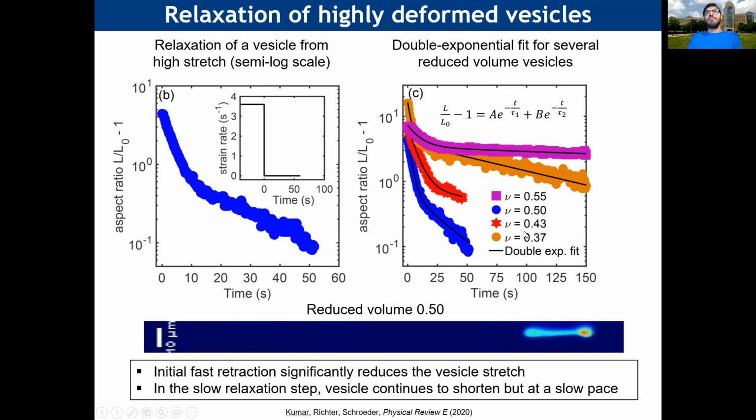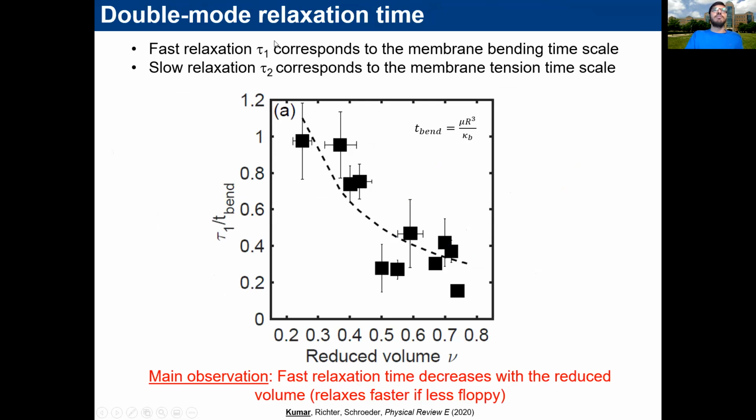And we see this trend for vesicles with different reduced volumes. And we can fit a double exponential relation of this form, and you can obtain these time constants tau1 and tau2. Interestingly, we saw that the fast relaxation time scale tau1 corresponds to the membrane bending time scale, and the slow relaxation time tau2 corresponds to the membrane tension time scale. We also saw that if you normalize the fast time scale with the bending relaxation time and plot it as a function of the reduced volume, the value of the normalized fast time scale reduces with the increase in the reduced volume, essentially meaning that the vesicle will relax faster if it's less floppy.